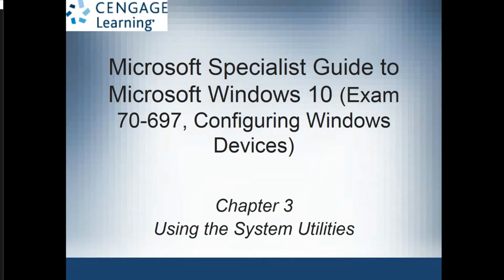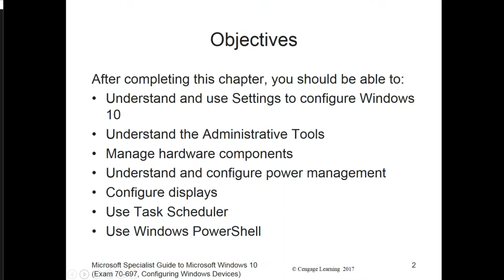All right. So we're going to use system utilities in Windows 10, and we've got a lot of functionality that's added to Windows 10. So let's go look and see what we have that we can play with now in our Windows 10. So the objectives for this chapter, we're going to understand and use settings to configure Windows 10. We're going to understand the administrative tools that are available, manage hardware components, understand and configure power management. We're going to configure the displays, use Task Scheduler, and use PowerShell.